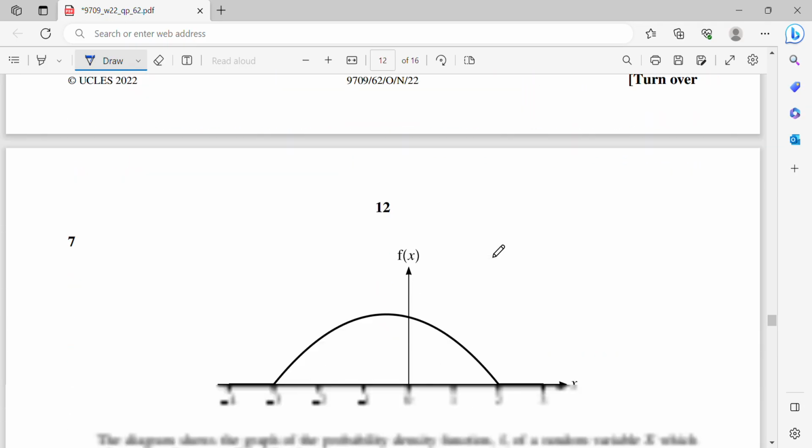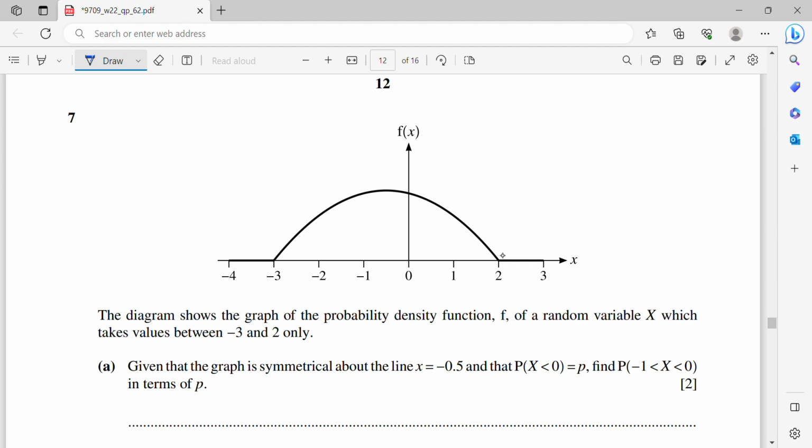Right. So now for question 7. The diagram shows the graph of PDF, probability density function f, of a random variable x, which takes values between -3 and 2 only. So that's why here -3 and 2. After that, 0, flat. Then now, given that the graph is symmetrical about the line x equals -0.5, that means it is symmetrical at this point.